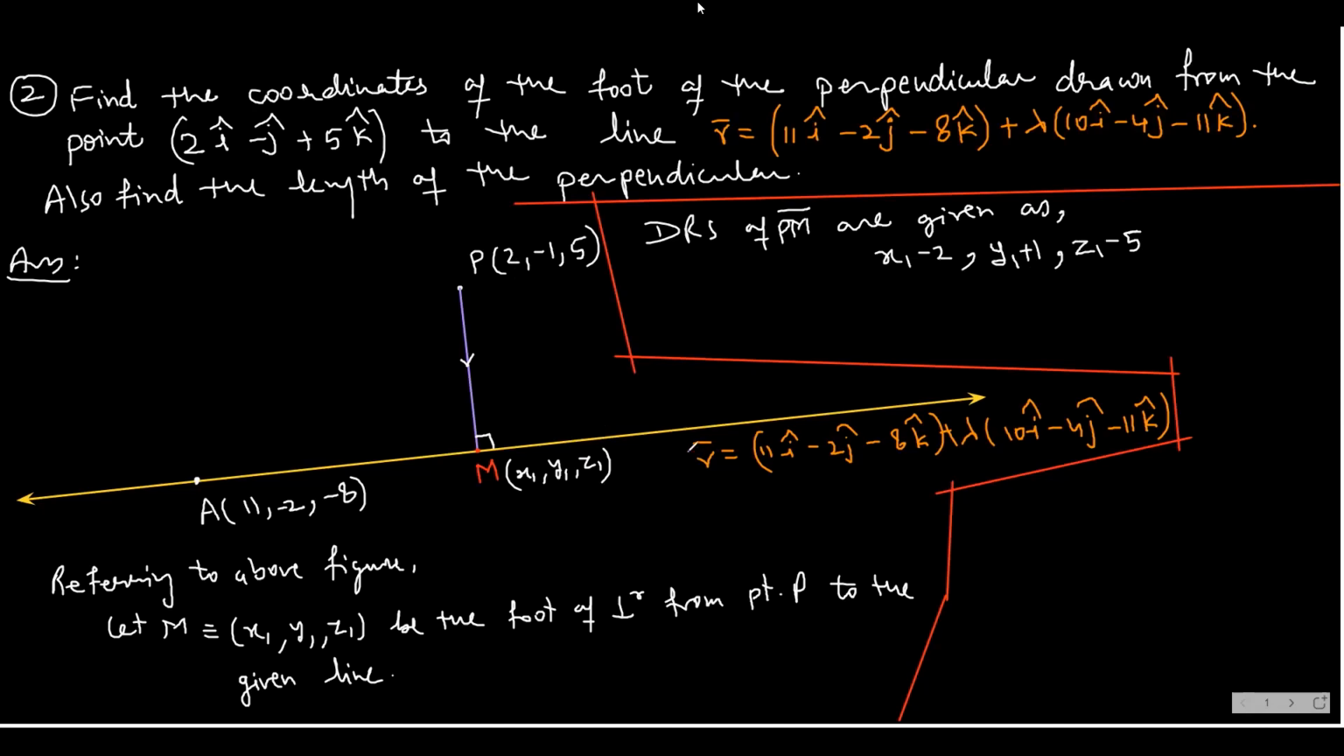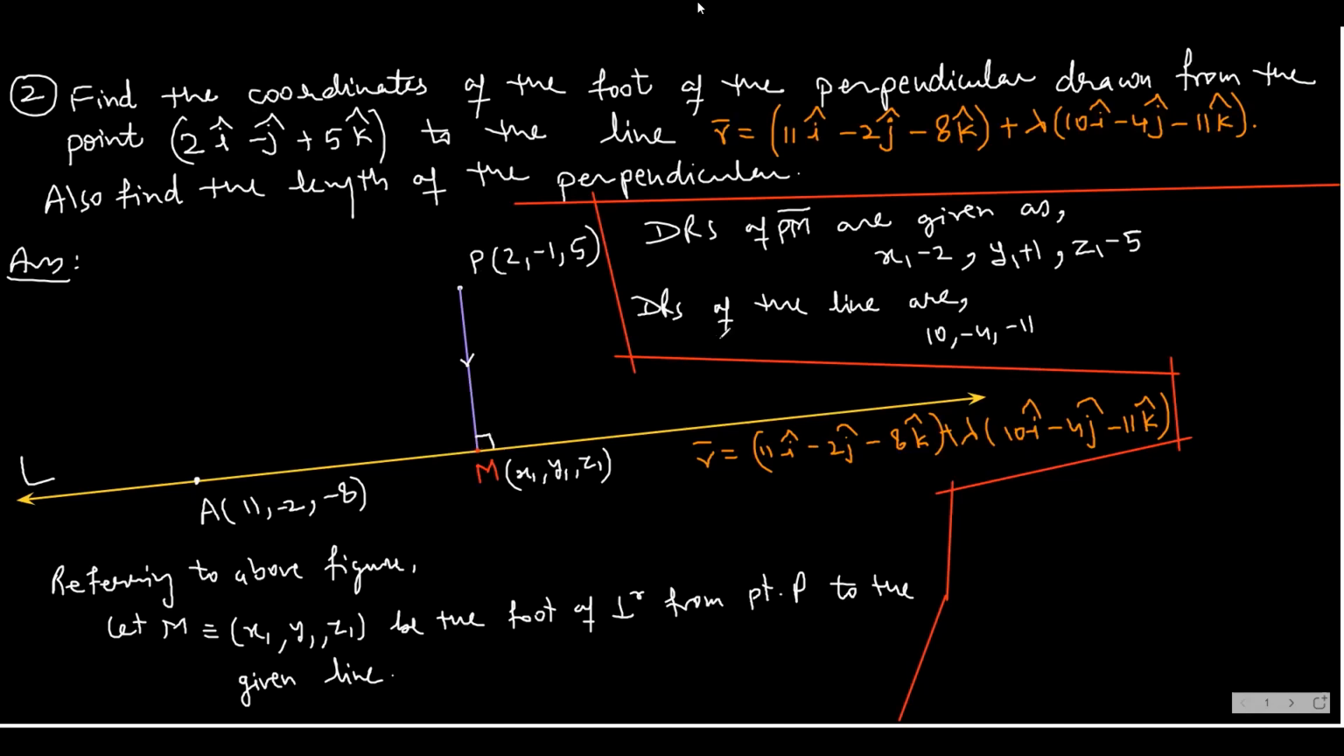Then what are the DRs of line L? You will get the DRs of the line from this vector. So I write here, DRs of the line are 10, minus 4, minus 11. Now see, I have the DRs of the line and the DRs of PM bar. Now PM bar and the line are perpendicular.